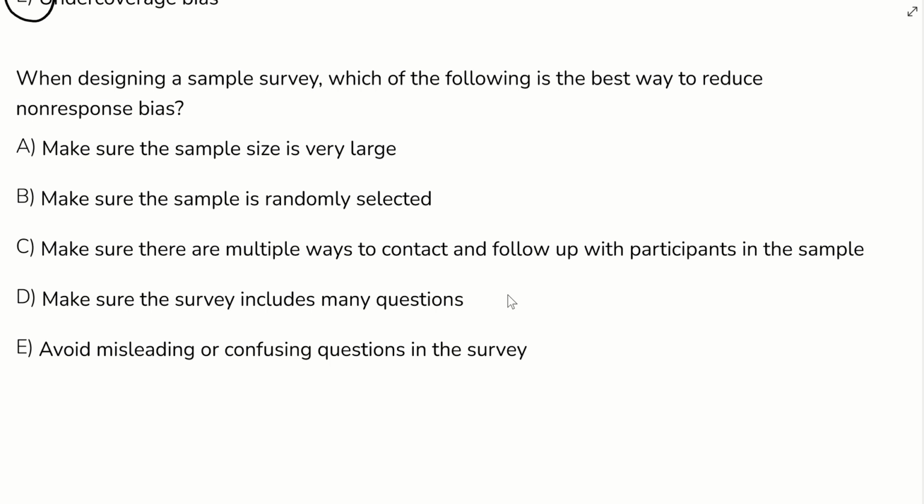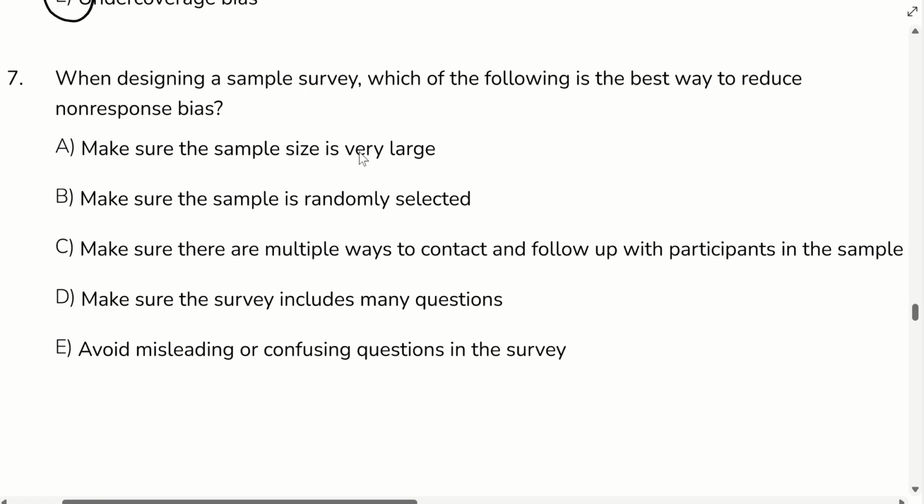All right, when designing a sample survey, which of the following is the best way to reduce non-response bias? Make sure the sample size is very large. Again, no, remember sample size reduces variability, not bias. Make sure the sample is randomly selected. Okay, so sample is randomly selected.